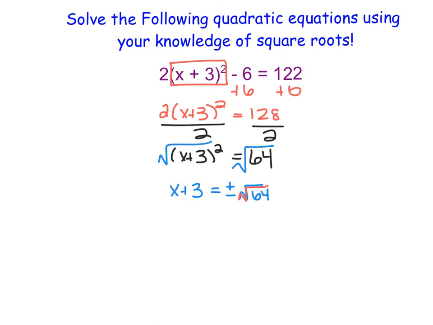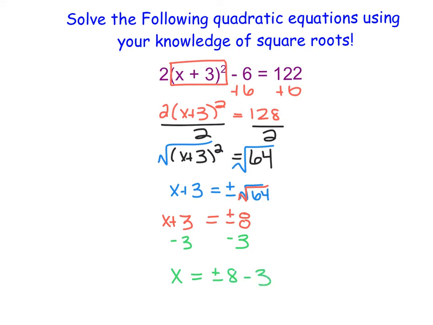The square root of 64 is 8. So if this was a non-perfect square number, I would need to simplify it. But because here it's the square root of a perfect square, this becomes plus or minus 8. So I have x plus 3 is equal to plus or minus 8. Then from here, I need to get the x value alone, so I subtract 3 from each side. So I end up with x equals plus or minus 8 minus 3.